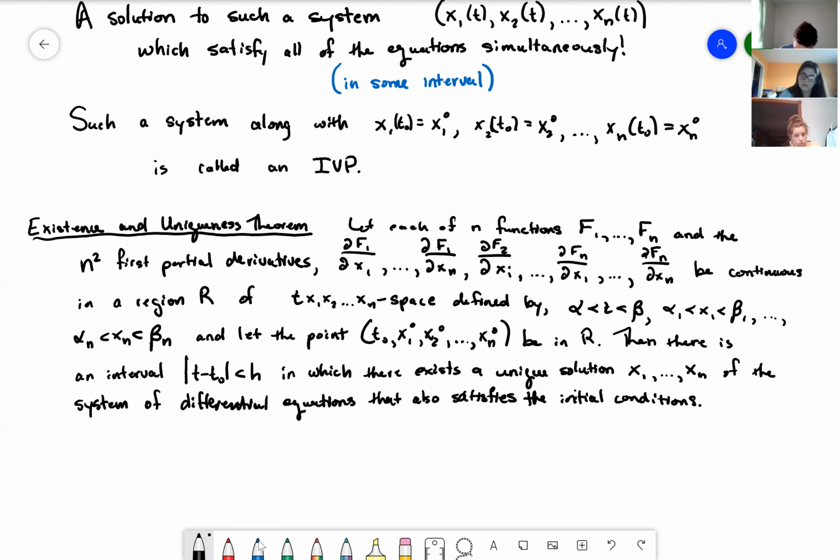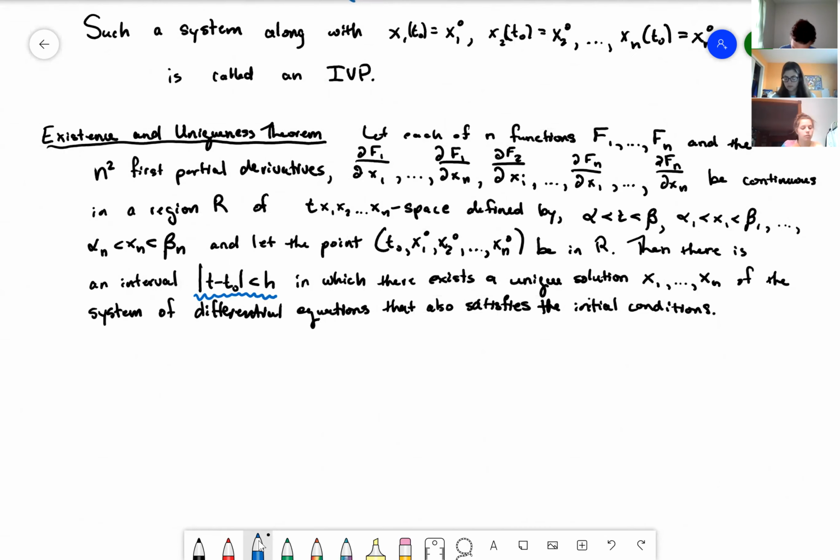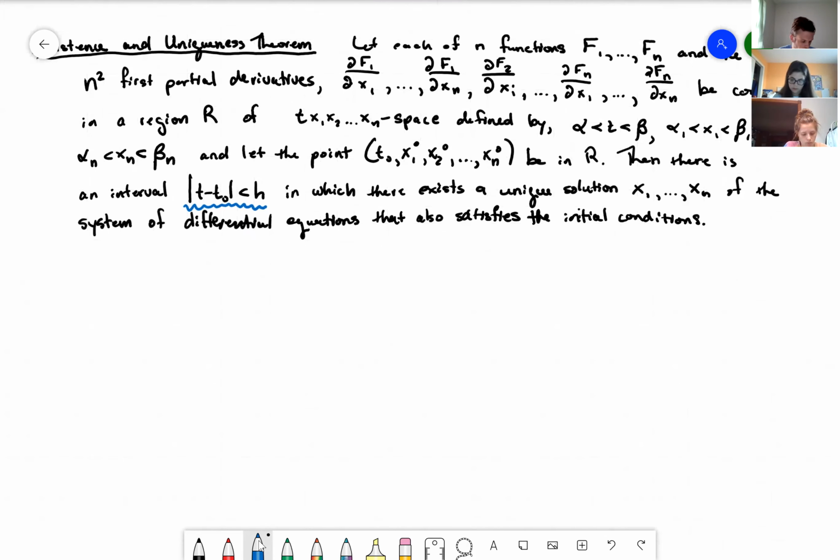All right. One important thing to note about this is that this region in which we have a solution that exists and is unique could be, in fact, very, very small. Could be much, much smaller than the region R in which all of these functions are continuous and differentiable with their first partial derivative. The book doesn't prove this, and of course I'm not going to try to prove it either. The idea of the proof is basically the exact same thing that we had when we looked at the single first order ODE.